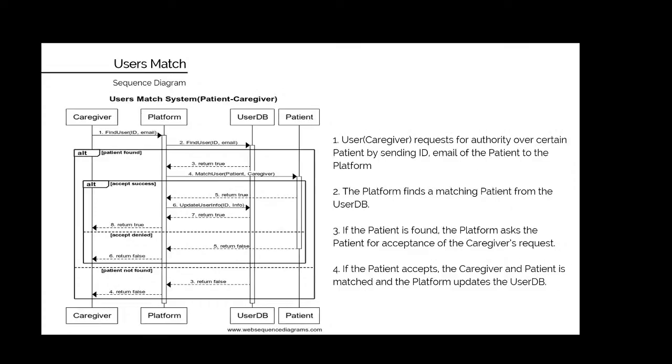Second, this is the sequence diagram for user's match. The user, which is the caregiver, requests authority over a certain patient by sending the ID and email of the patient to the platform. The platform finds the matching patient from the user database, and if the patient is found, the platform asks the patient for acceptance of the caregiver's request. If the patient accepts, the caregiver and patient are matched, and the platform updates this information to the user database.